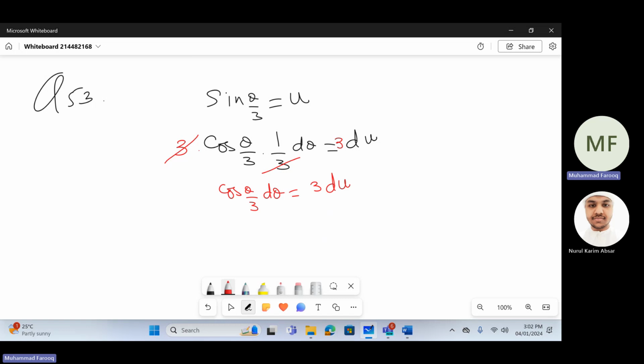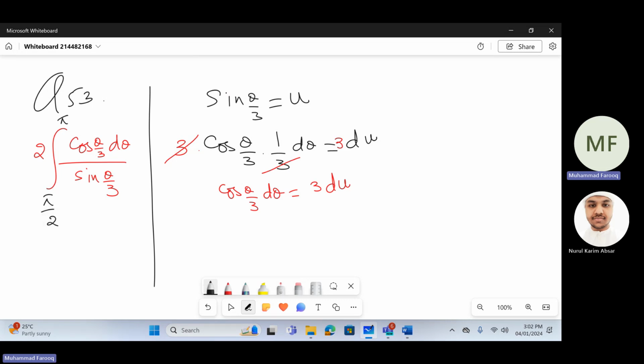So my question was here, this one. 2 was outside. I have cosine theta by 3 d theta over sine theta by 3. And I have limits now. Where to get these? From pi over 2 to pi.